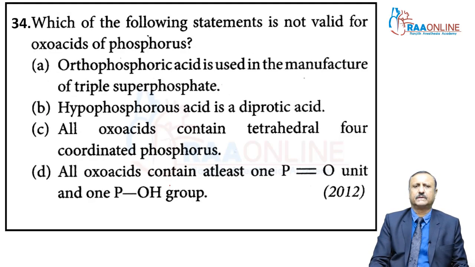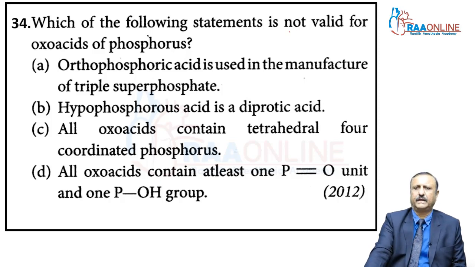Now we can go to question number 34. Here, my dear students, which of the following statements is not valid? It means a wrong statement about these oxides of phosphorus. Orthophosphoric acid is used in the manufacture of triple superphosphate. Yes, my dear students, H3PO4 is called orthophosphoric acid. It is always used for triple superphosphate in fertilizer.